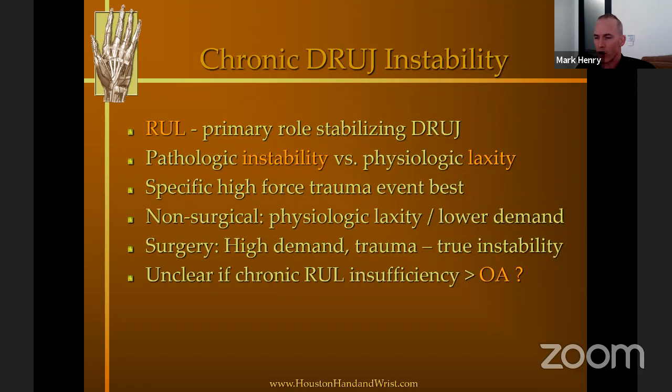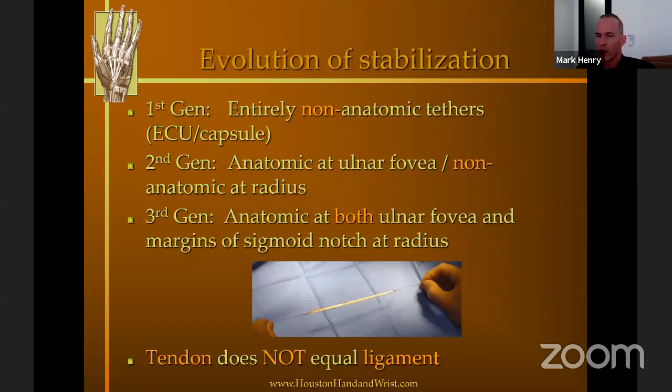I think one of the questions that still remains unanswered is whether or not a normal user spending a lifetime with an unstable DRUJ is necessarily going to progress to a higher rate of osteoarthritis. In orthopedics in general, we expect that if you have a joint that's unstable, it's going to have a faster decline into osteoarthritis, but I just don't think we have the data for this. I'm sure we suspect that's the case, but I've never seen a really clear paper on that point.